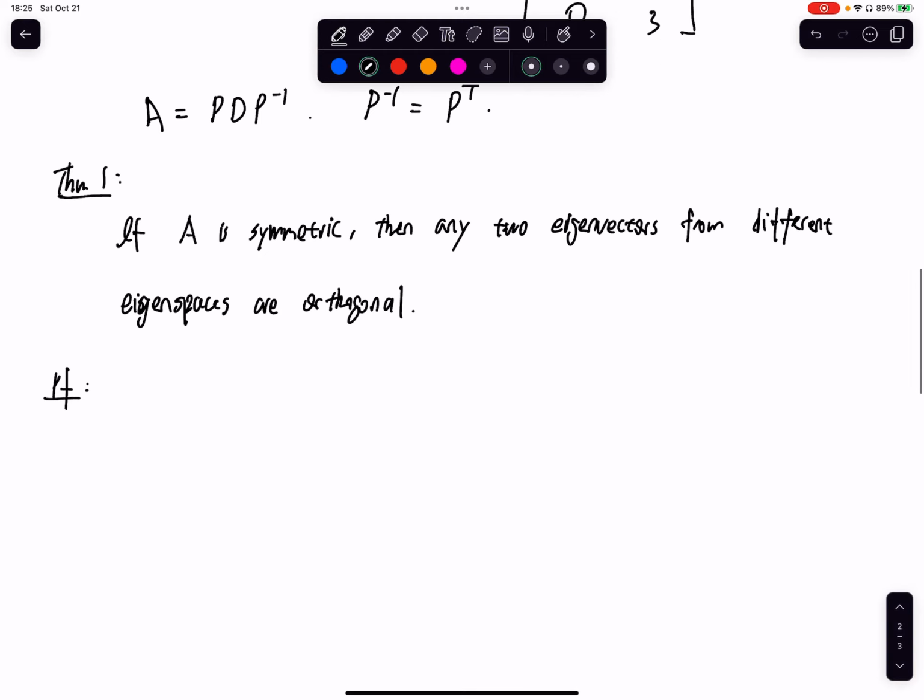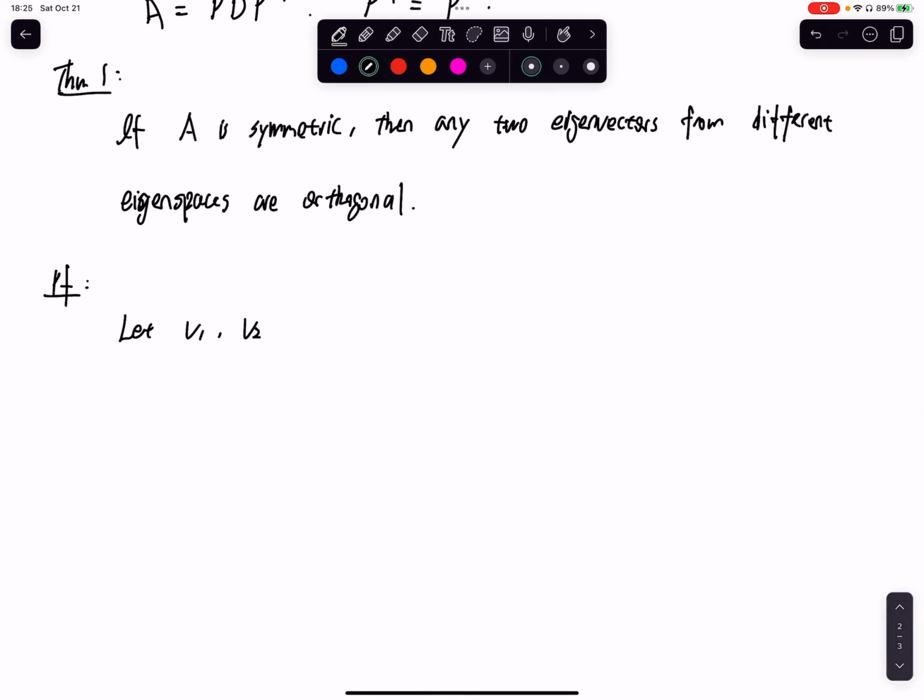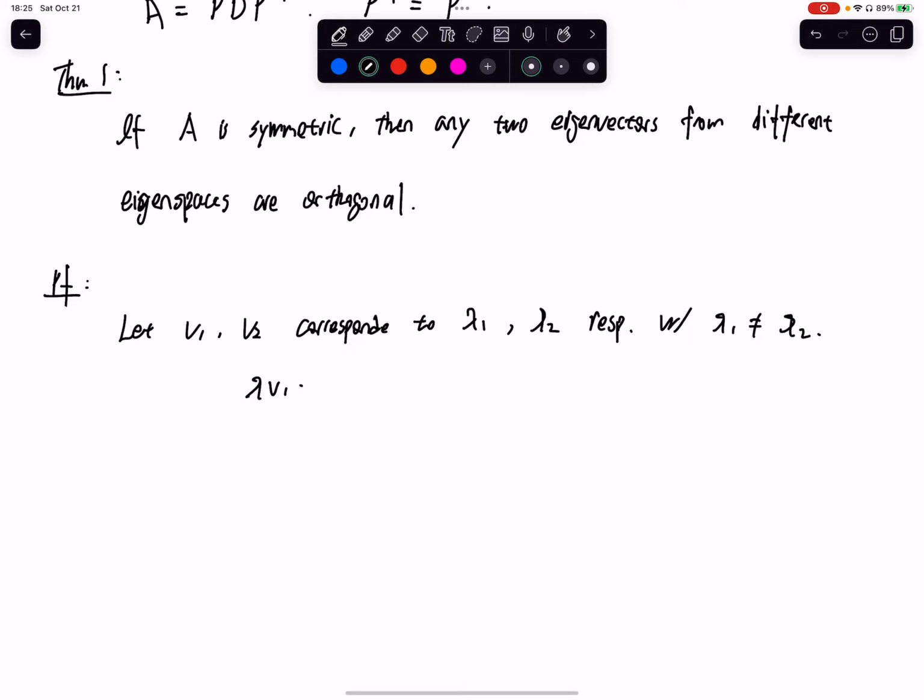We shall prove it. So if we write v1 and v2, the eigenvectors corresponding to distinct eigenvalues, namely corresponding to lambda 1 and lambda 2 respectively, with lambda 1 not coinciding with lambda 2, we have that lambda 1 times the inner product of v1 and v2 equals lambda 1 v1 transpose times v2, the normal vector multiplication, since this is the definition of the inner product.